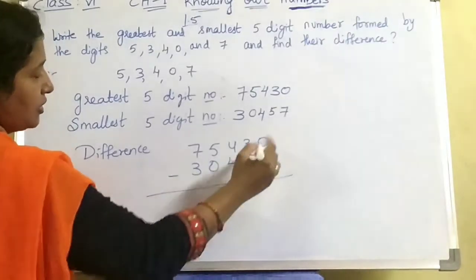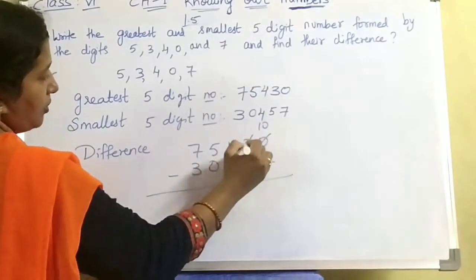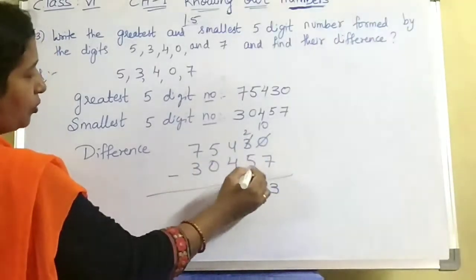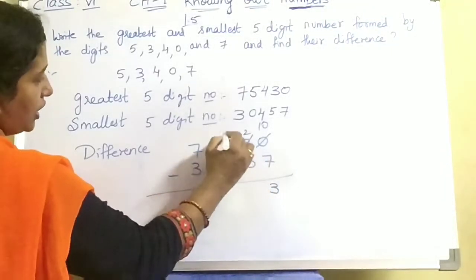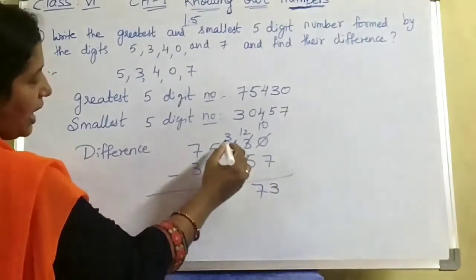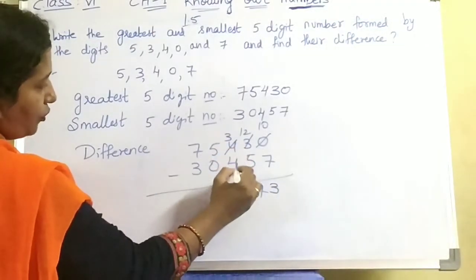And you know subtraction. Here 10 and it will become 2. 10 minus 7 is how much in that? 3. And 2 minus 5 you can't do, so take borrow. Here it will become 3. 12 minus 5 is how much? 7.